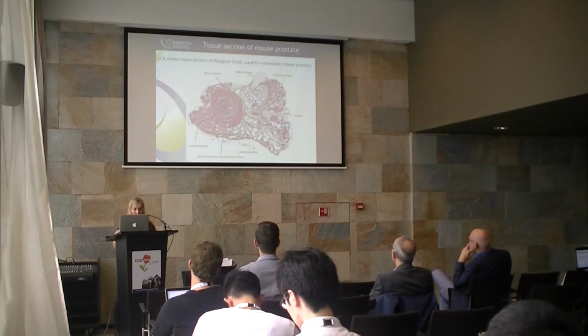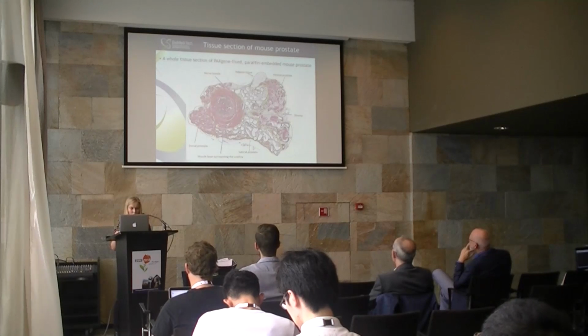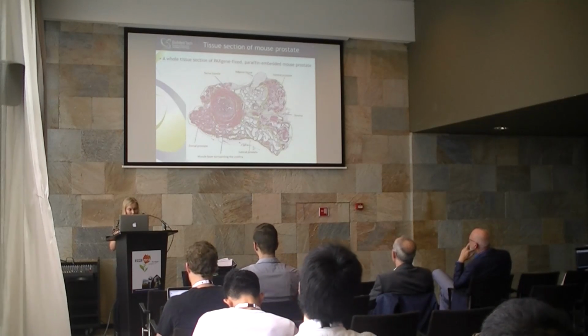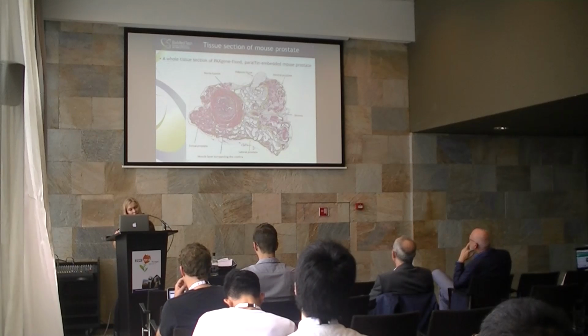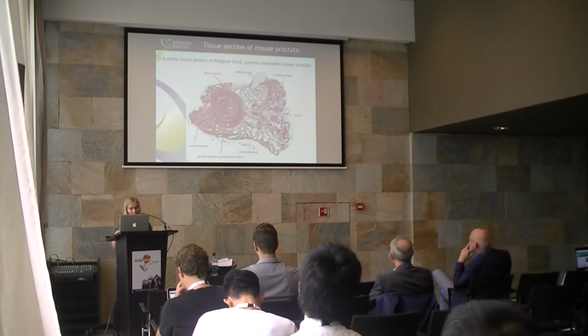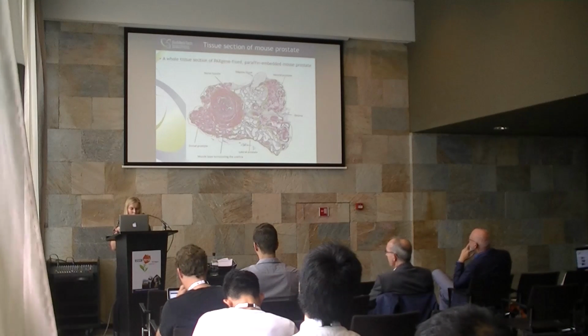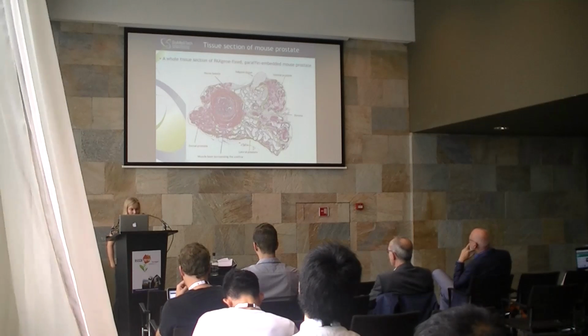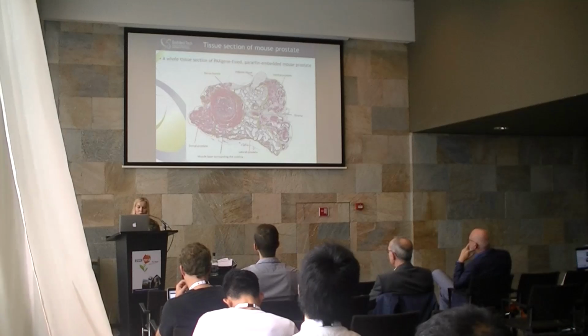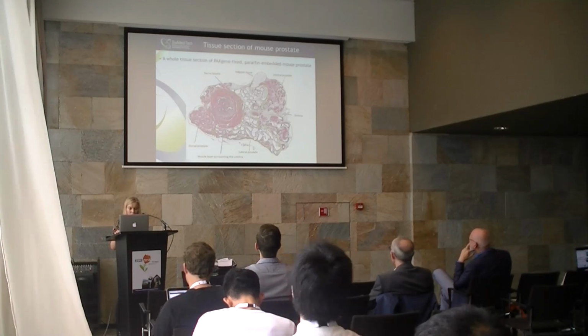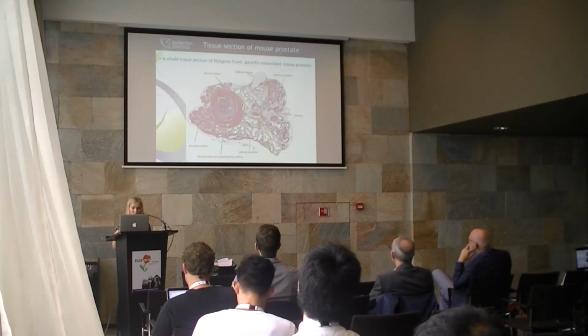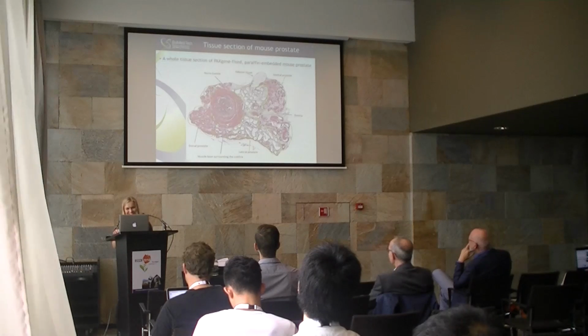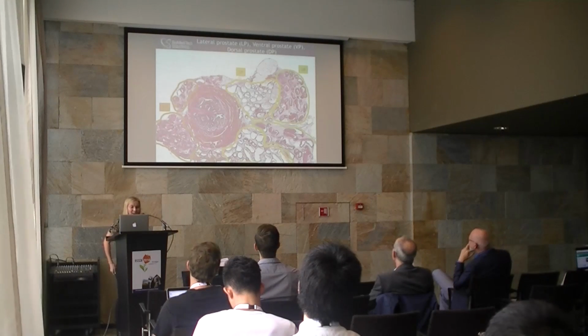Here's an example of a whole tissue section of mouse prostate. The tissue is very heterogeneous. There are nerve bundles, stroma, muscle, and also these different types of normal prostate tissue: lateral prostate, ventral, and dorsal prostate. Sorry, hard words.